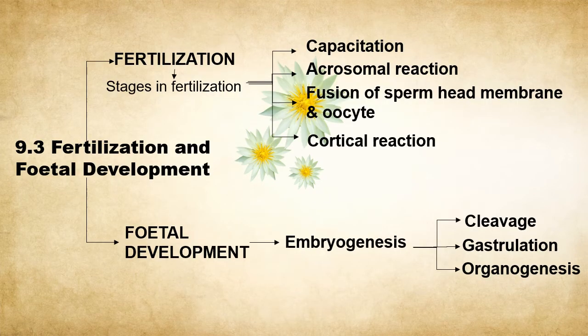This is the overview of subtopic 9.3. It can be divided into two main phases, which are fertilization and fetal development. There are 4 stages in the fertilization process, which are capacitation, acrosomal reaction, fusion of sperm head membrane and oocyte, and the last stage, cortical reaction. The zygote will develop into an embryo and fetus in the process called embryogenesis. Embryonic development involves 3 stages, which are cleavage, gastrulation, and organogenesis.